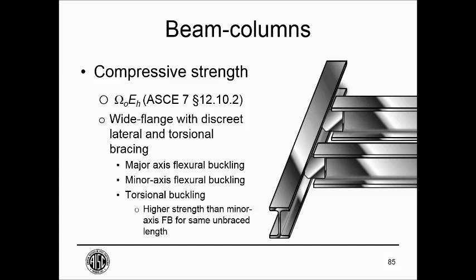If it's just exactly as shown here, without anything on top, without any deck, this member could buckle in the major axis flexural buckling. It could buckle in the minor axis, or it could buckle in a torsional mode. Generally, the minor axis unbraced length and the torsional unbraced length are going to be the same. They may not be, but generally they are. If they are the same, you can ignore torsional buckling because minor axis flexural buckling always gives you a lower strength than torsional buckling for the same unbraced length for a wide flange member.